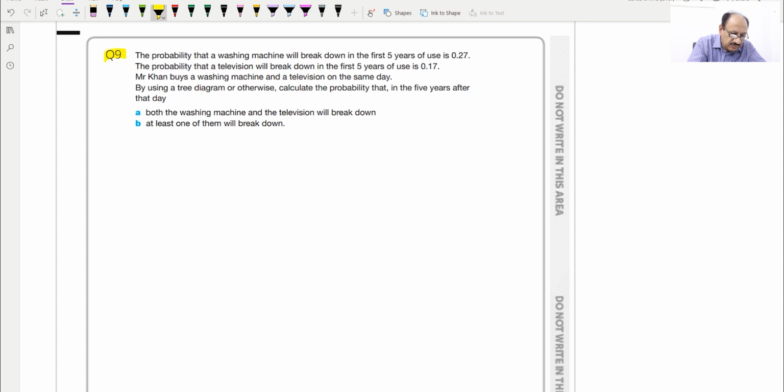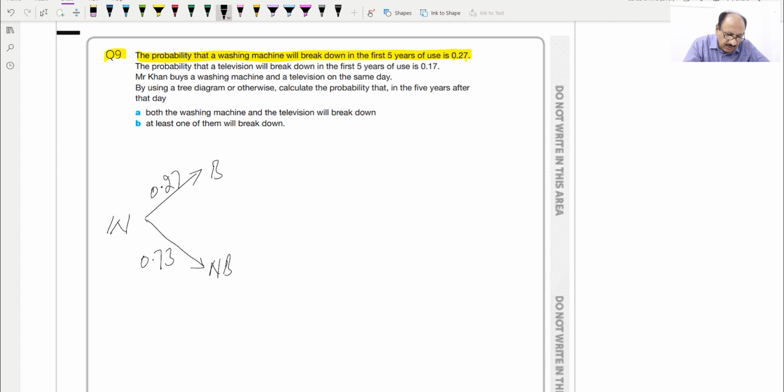Question number 9 says the probability that a washing machine will break down in the first 5 years of use is 0.27. So we'll draw the probability for this one. We can take W for washing machine, and it breaks and not breaks. The probability they are saying is 0.27, and the other one, not breaking, will be 1 minus 0.27, which we can take as 0.73.